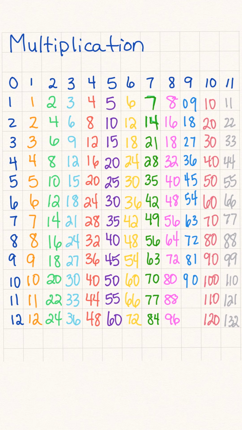9 times 1 is 9. 9 times 2 is 18. 9 times 3, 27. All of the digits each add up to 9. It doesn't work for these down here, but you can just go ahead and add those in. So make sure your chart is complete.